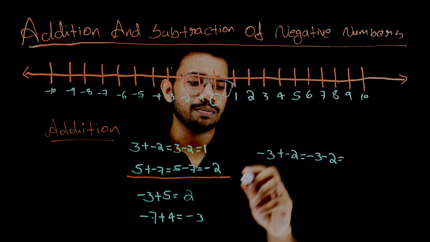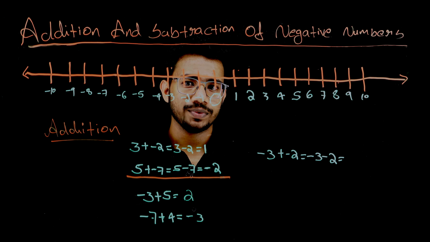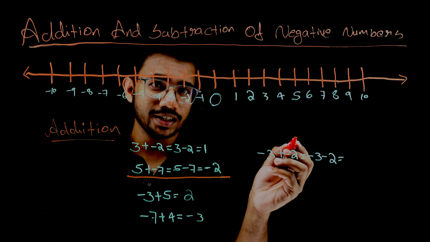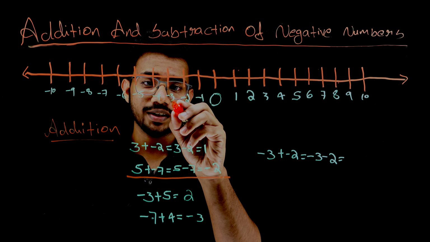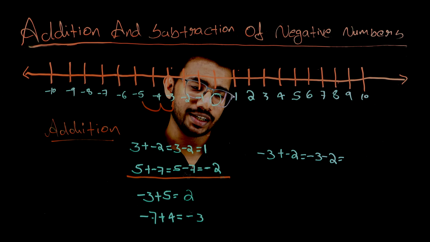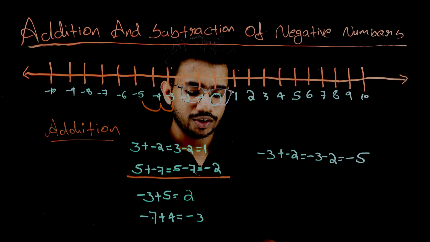So now we will use the number line. So where am I standing? I'm standing on -3. So from -3, I am subtracting there. That means I have to move towards the left side. So 1, 2. And I will be getting the answer as -5. -5.